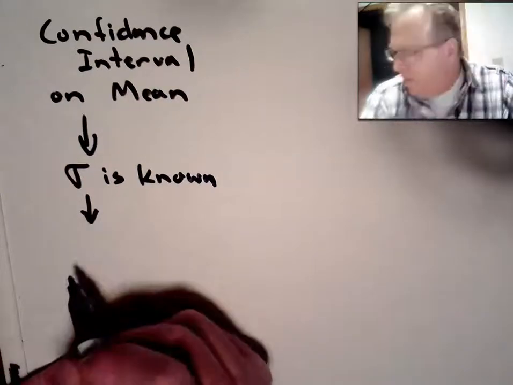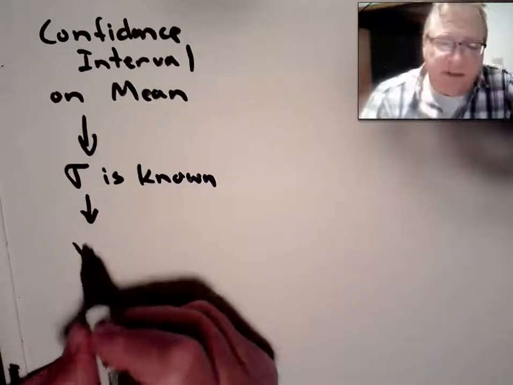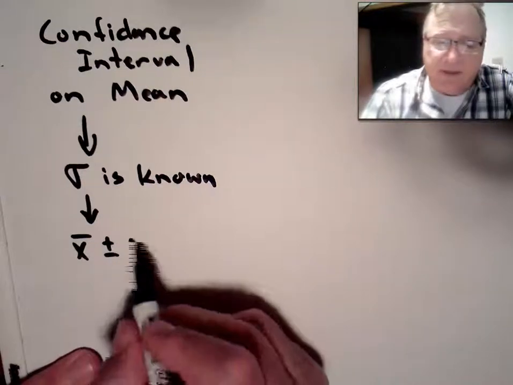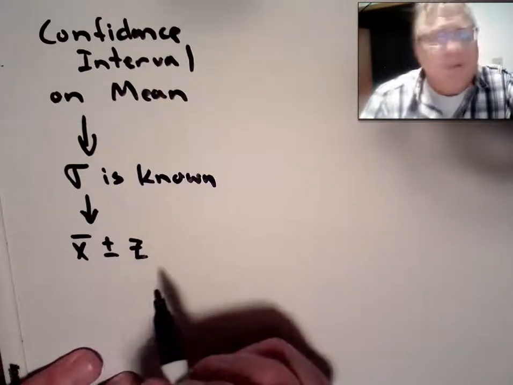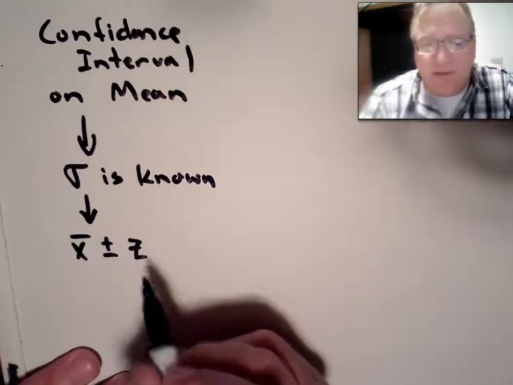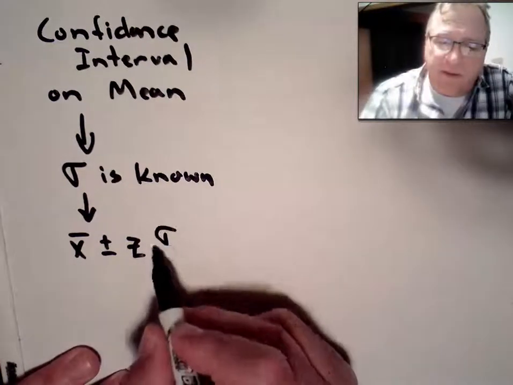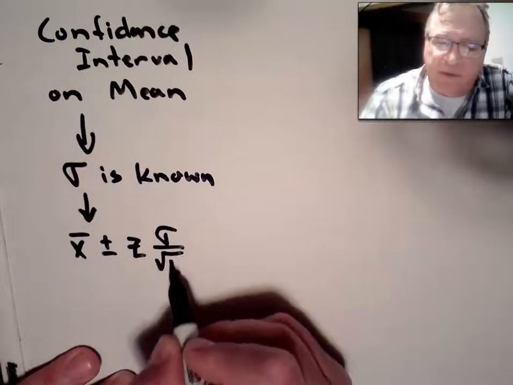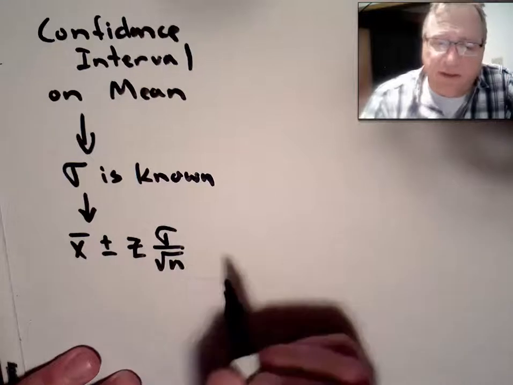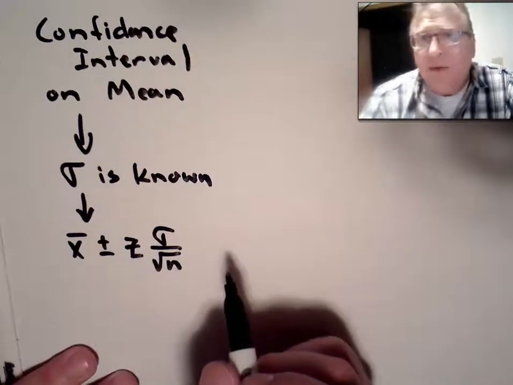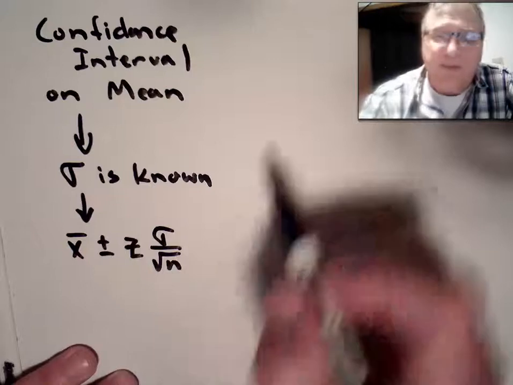We simply take the mean plus or minus our z statistic, which we've already learned how to pull out of a table, times sigma over the square root of n. And when I explain our critical thinking assignment, we'll do some examples of this.